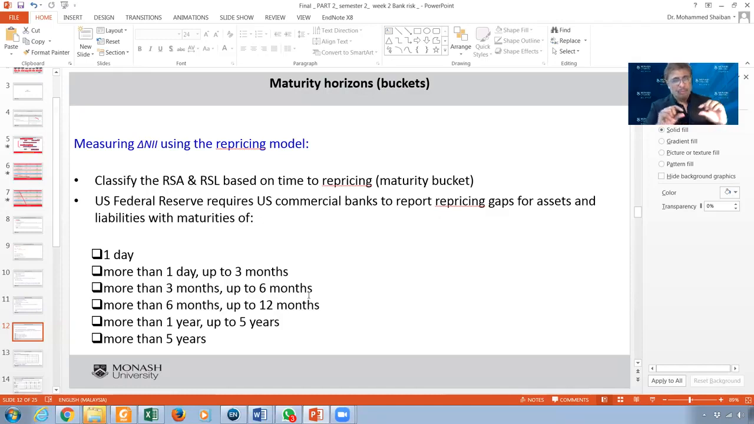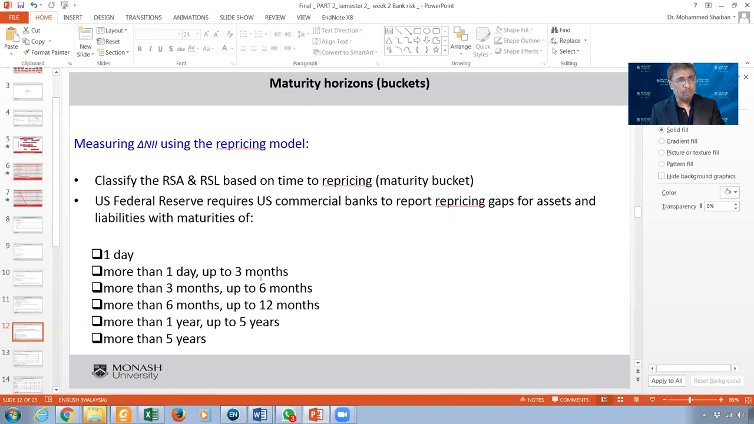For example, if you take the liabilities and the assets that mature in one day to 3 months, and they are equal, so the gap is zero, there is no risk. But if the liabilities are higher than the assets and the interest rate increases, then there is a gap and there are losses. I will show you here.